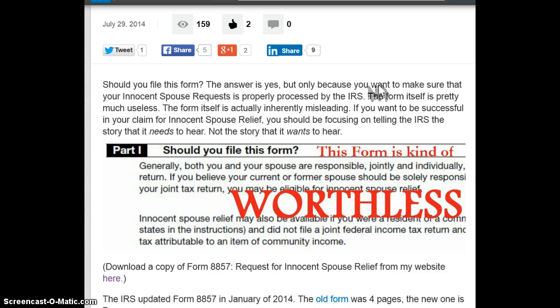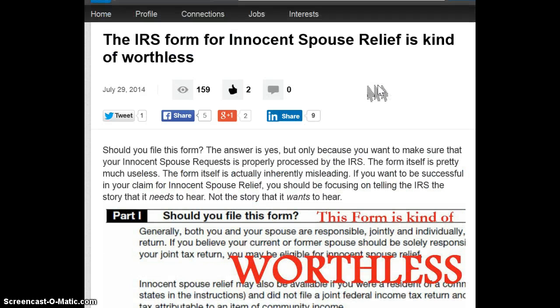Innocent spouse is a form of tax relief that's available for taxpayers who have filed a joint return, and for some reason the tax hasn't been paid, or there's an additional assessment through an audit or something to that extent. And the thing is, when you sign a joint return, you're jointly and severally liable for that tax debt, which means that the IRS can go after you for the whole amount.